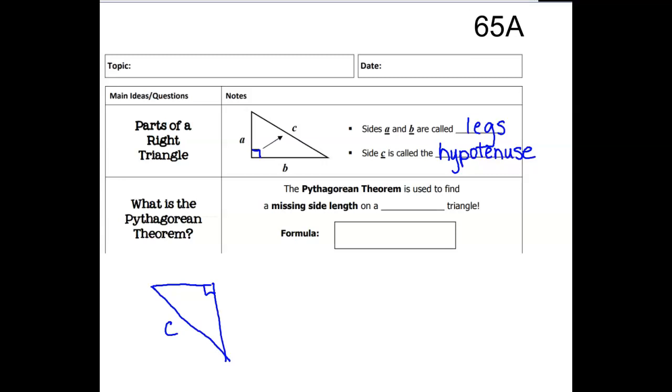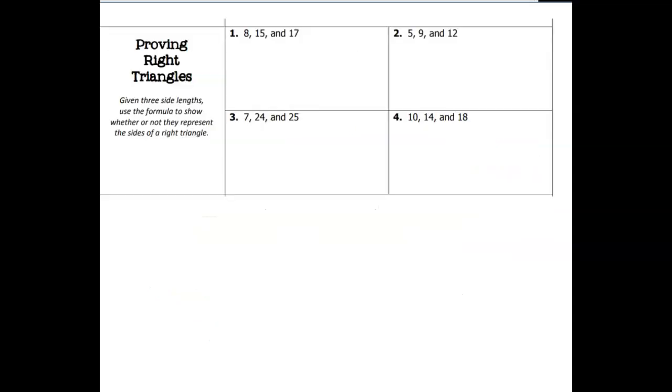The Pythagorean theorem is used to find the missing side length on a right triangle, and the formula that we use is A squared plus B squared is equal to C squared. We can prove that a triangle is a right triangle by plugging in the values for A squared, B squared, and C squared.